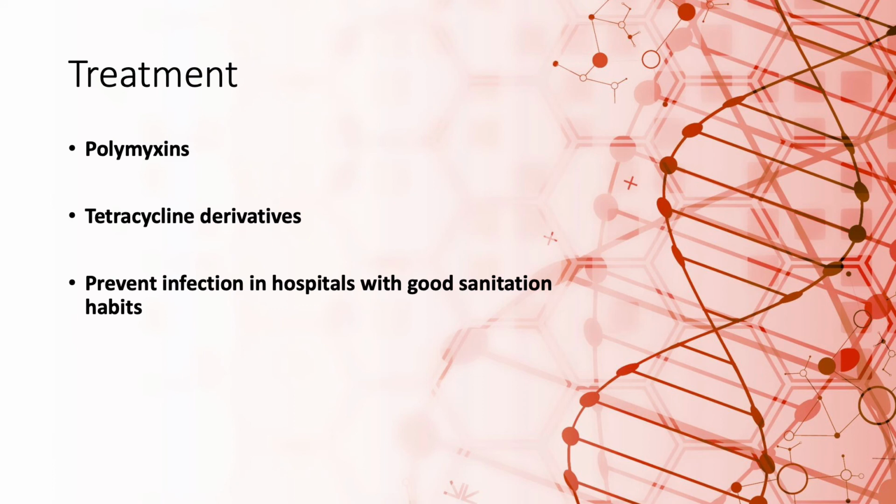And so even though this pathogen is very difficult to treat, there are a few ways we can help with infections. Drugs known as polymyxins and also tetracycline derivatives can help with treating this infection. And it's also very important to prevent the infection from occurring in the first place, especially in hospitals, with good sanitation habits such as washing your hands, properly sanitizing medical equipment, and wearing masks.